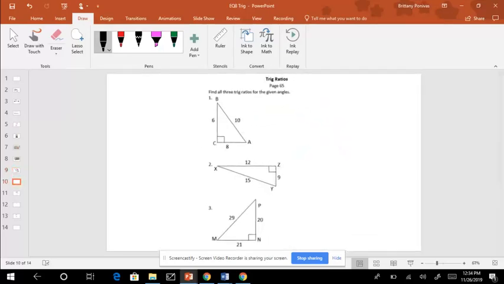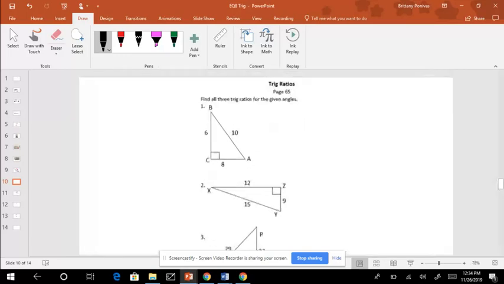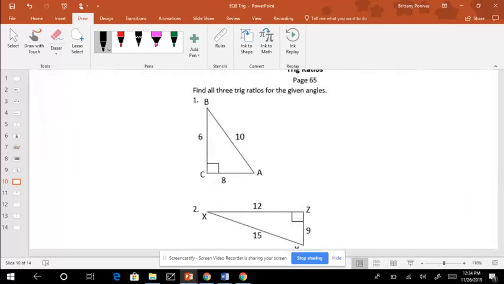You have a handout that needs to be glued in. I suggest you write on it first and then glue it in, but it's up to you. And you're probably going to have to write super small. It says find all three trig ratios for the given angles.